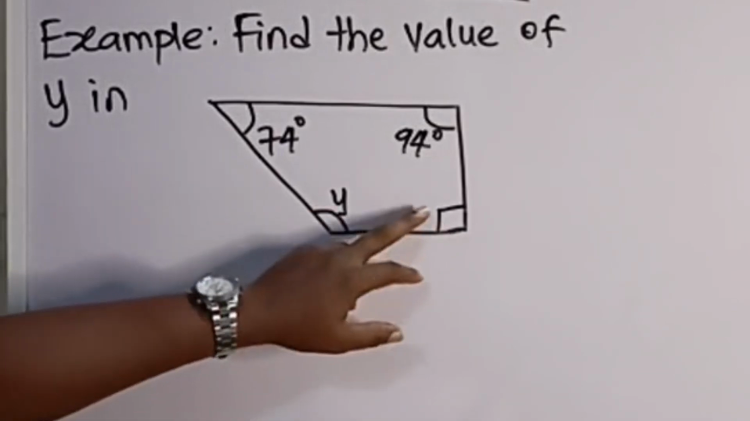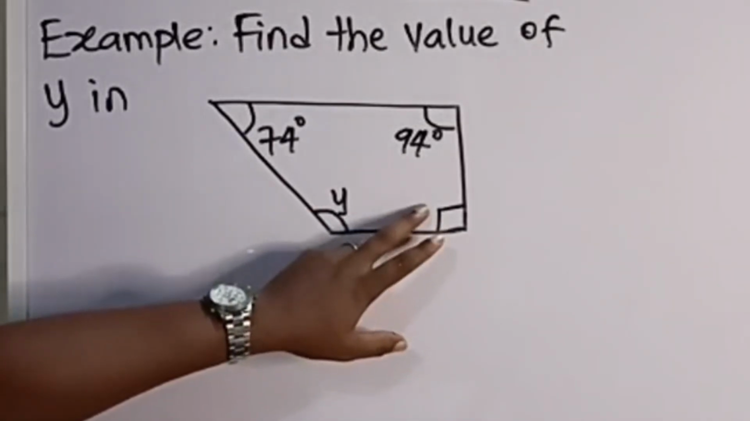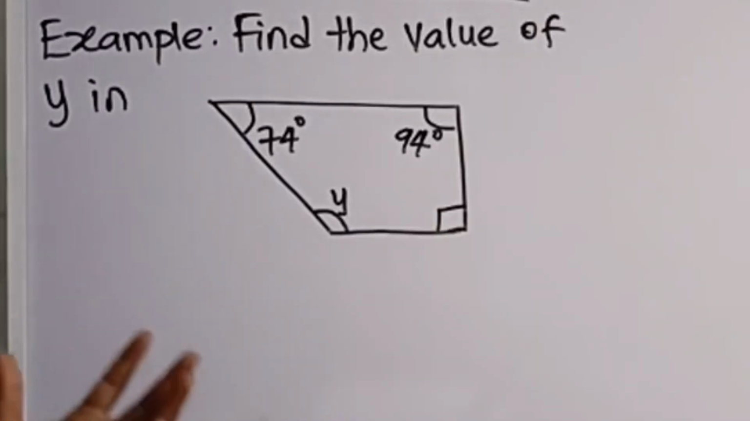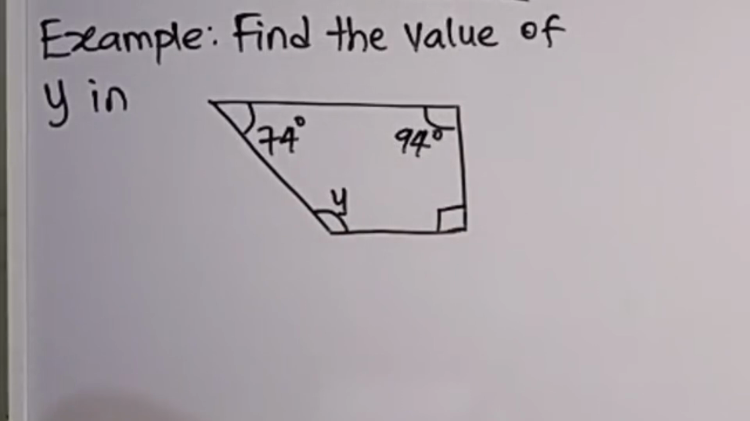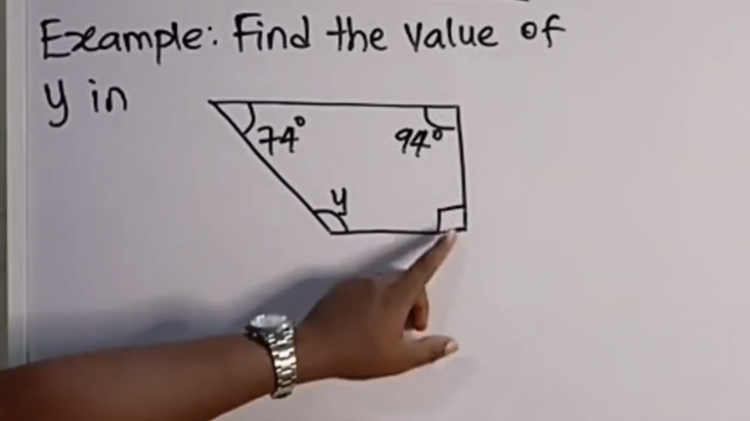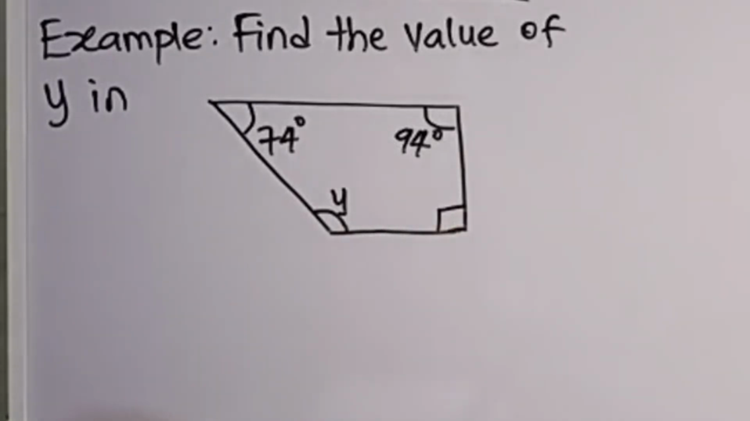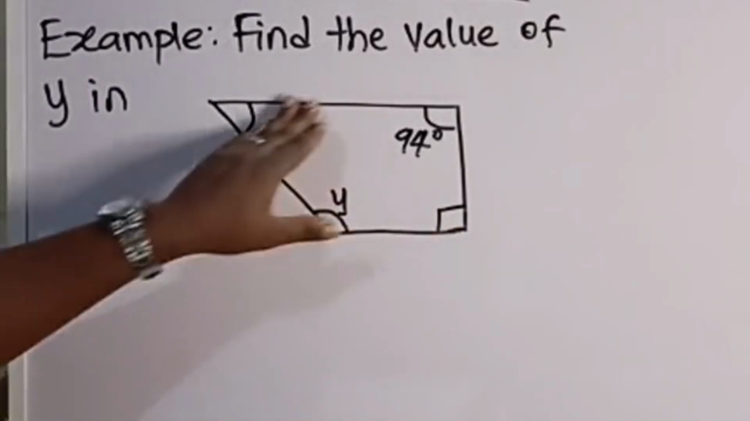But the question is, is this angle really missing? Or do we know what it is? Some students might be confused that, okay, we don't know two angles, we can't solve. No, you can solve. Once you see this sign, we all know that that is 90 degrees. So that means we know three angles.